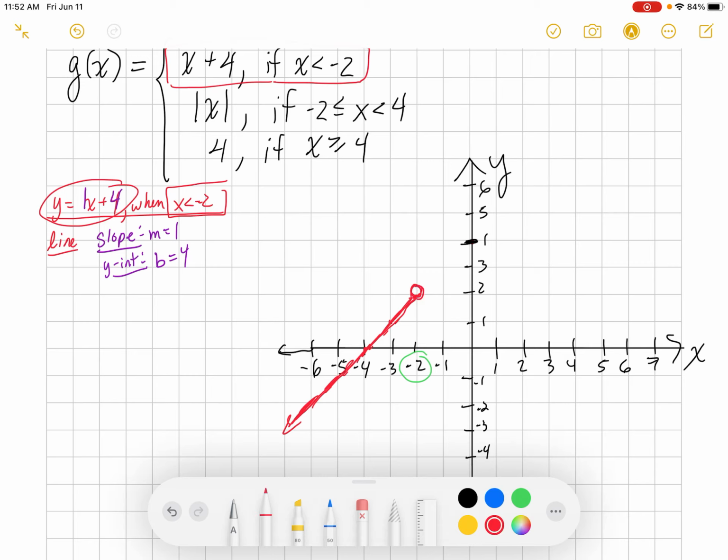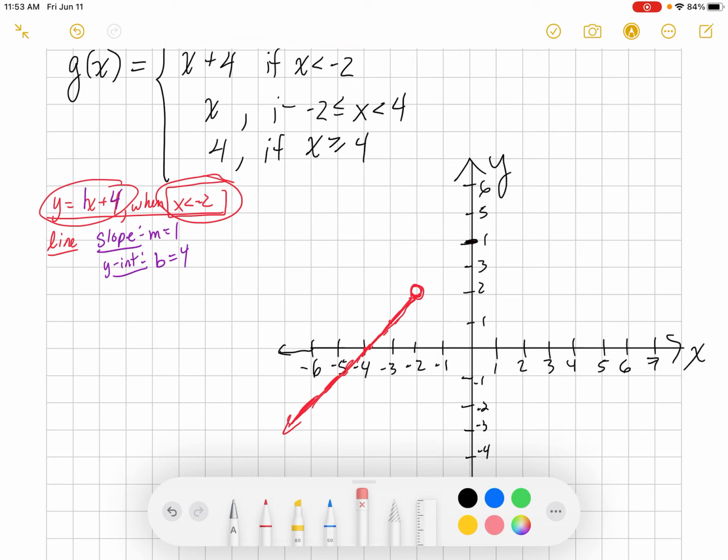Now, at negative 2 on the graph, we're going to put an open circle. An open circle. Why an open circle, you might ask. Well, the reason is, at negative 2, you see where it says when x is less than negative 2? Well, that does not include negative 2. So we put an open dot there. All right, now let's go on to the next piece.